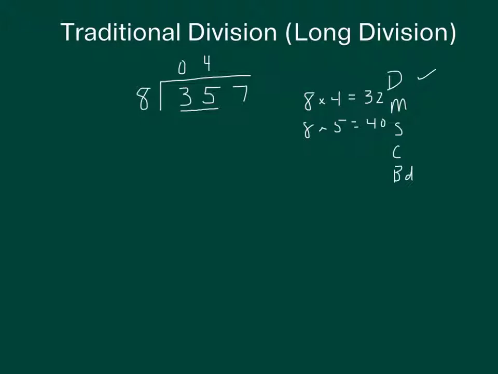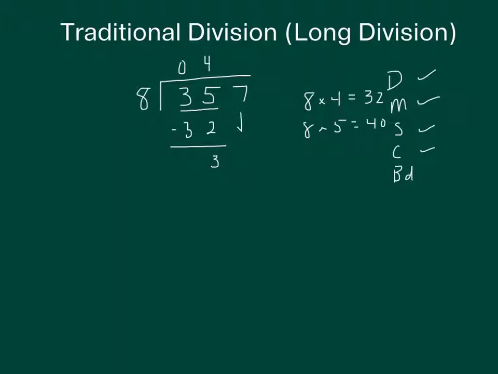So I just finished my dividing. Now I'm going to multiply. Remember, always multiply the top times the divisor. So 4 times 8, which I did over here already, is 32. Then I subtract. 35 minus 32 is 3. And now I'm ready to compare. 3 is less than 8. So I can move on to bringing down.